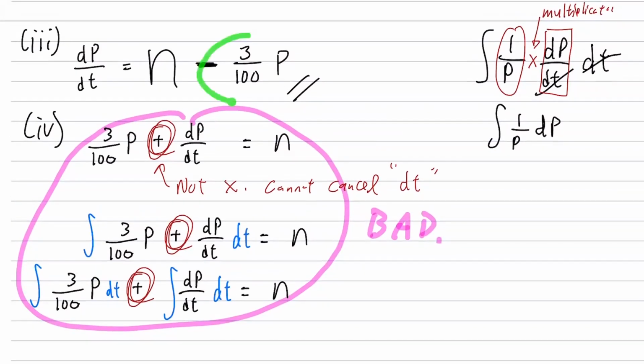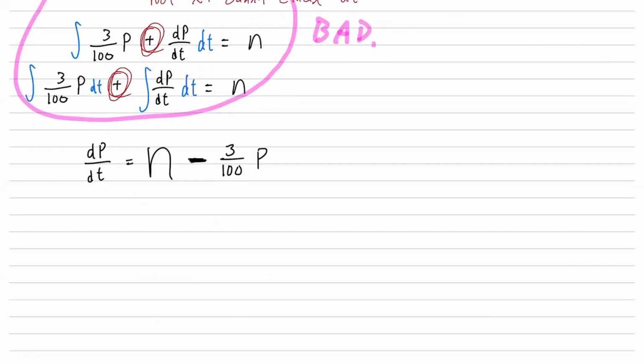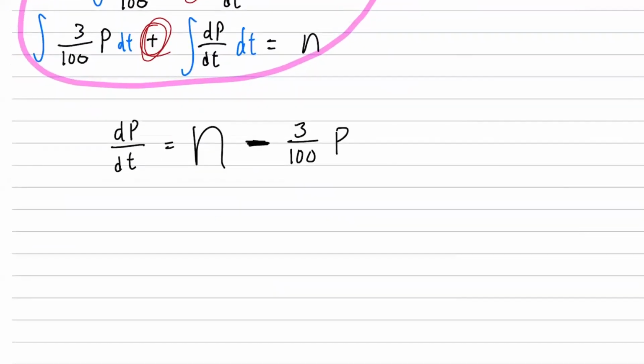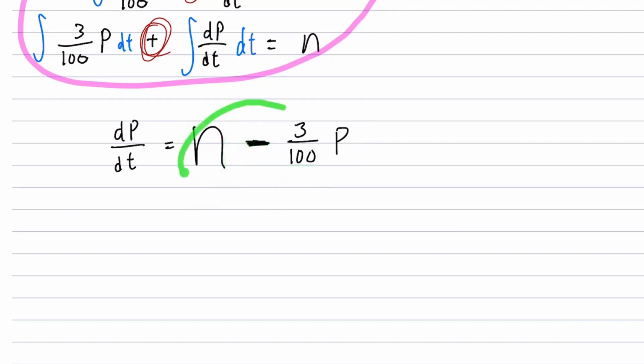Don't just bring over. Wrong. So what should you do instead? What you should do is to make sure that on the right-hand side, here you've got two terms, right? Always make it one single term. Do you know what a term is? Yes, the n, and the 3 over 100 p. See, the plus and minus, that's the key that separates terms. So what you should do now is combine into a single term.